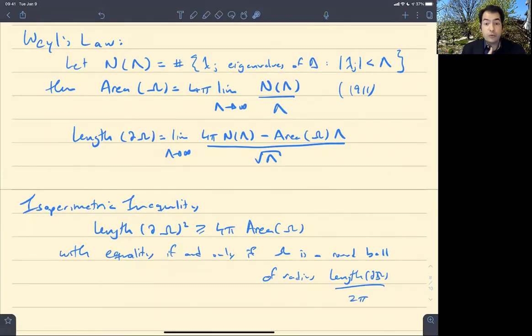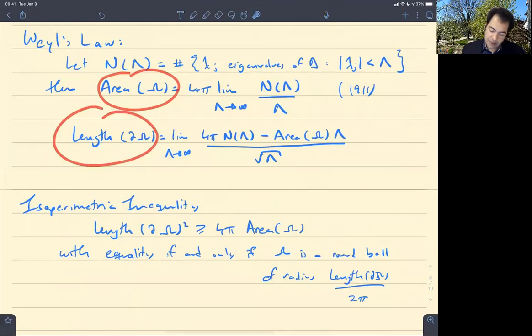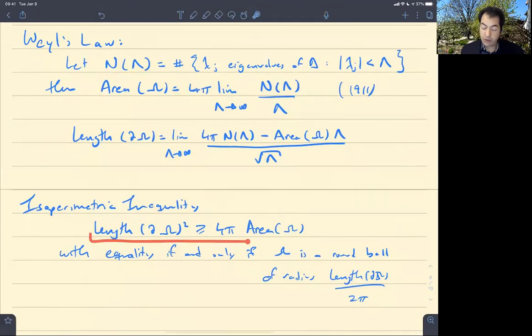Wonderful. So if I give you the fundamental tones, just the list of eigenvalues, then you know the area, you know the length, you can plug them into the isoperimetric inequality, and you can check whether or not you have equality. So that tells you whether or not you have a round ball, right? So this domain, the shape of the drum, is entirely determined in the case of a round ball from the fundamental tones of the drum, from the eigenvalues of the Laplacian.